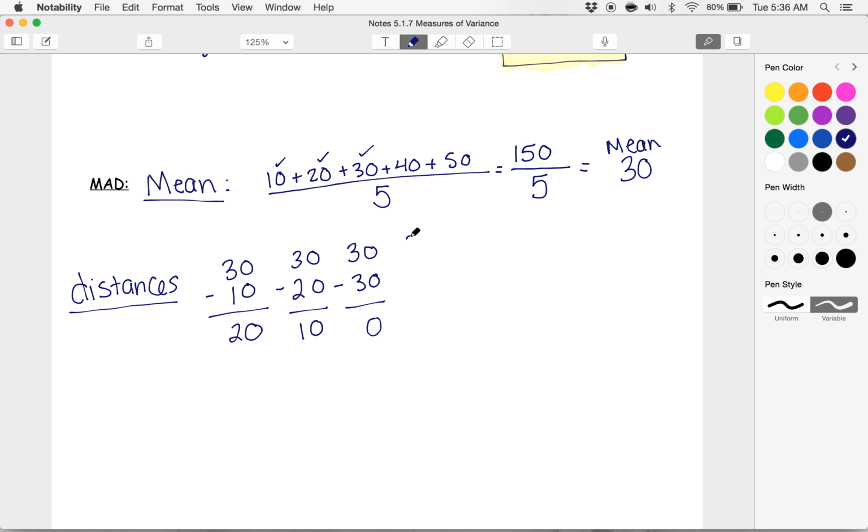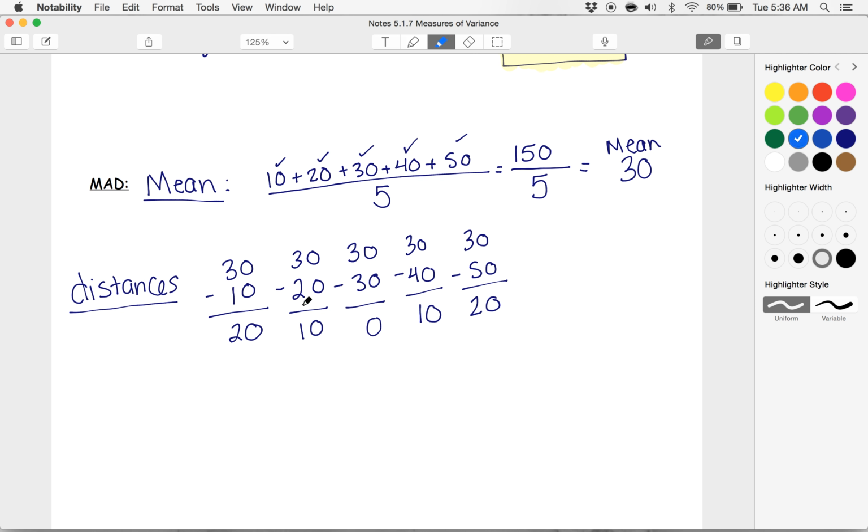I'm going to do 30 minus my data point of 40. It's going to give me negative 10, but again, I'm just going to use the positive, so just 10. And then last, I'm going to do 30 minus my last data point of 50, which is going to give me negative 20, but I'm just going to take the positive, which gives me 20. So now here I have my data set: 20, 10, 0, 10, and 20.